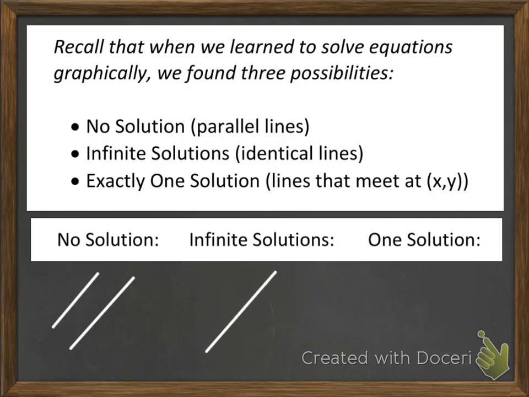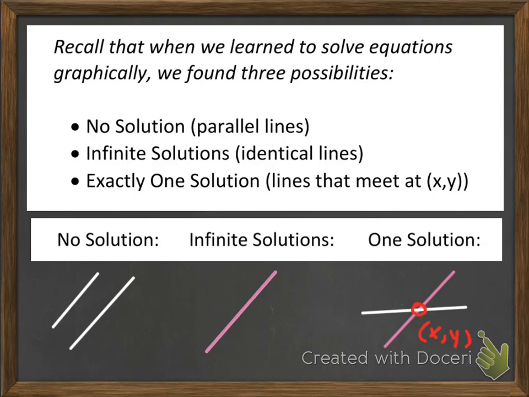Remember that infinite solutions happen when we have two lines that end up being the exact same line. They have every point on their line in common, so there's an infinite number of points they have in common. So we would say that there are infinite solutions. The third option is that we have exactly one solution, where two lines meet at exactly one point, and this is some ordered pair x comma y. So those are the three outcomes that are possible when we solve graphically.